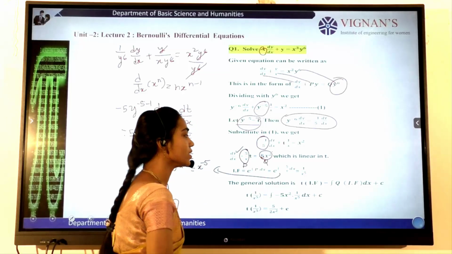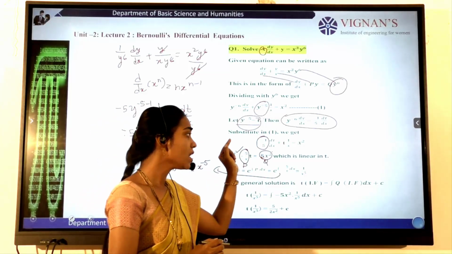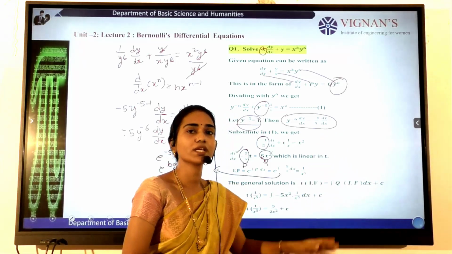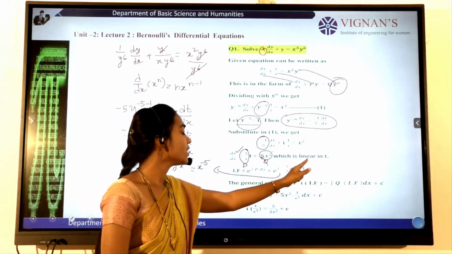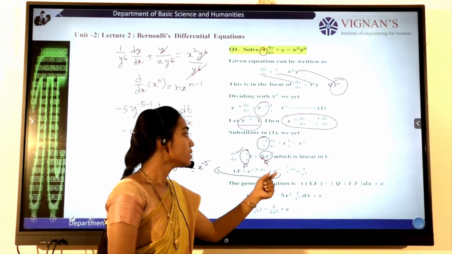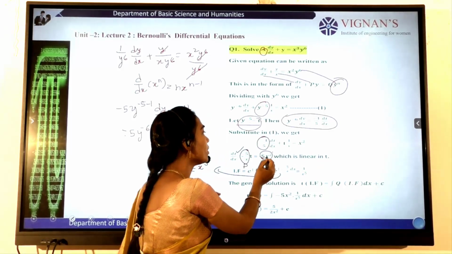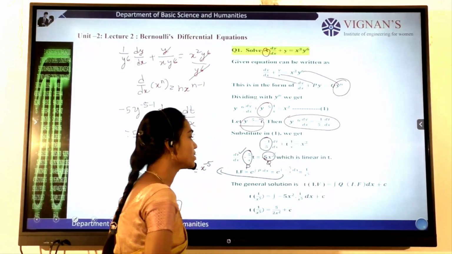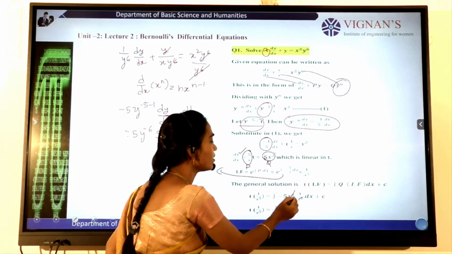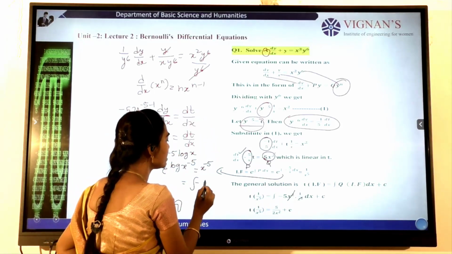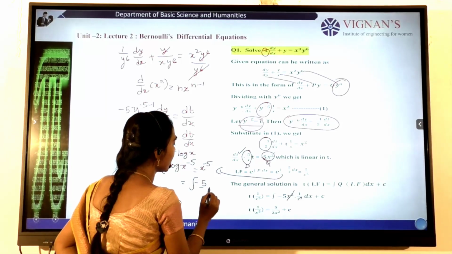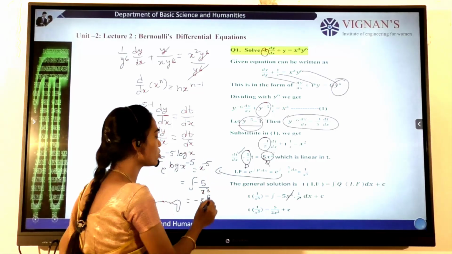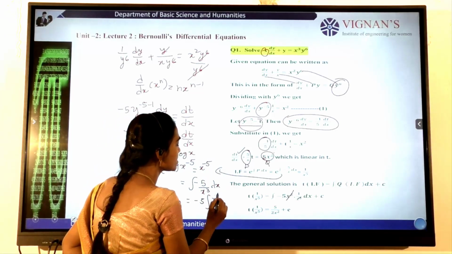Now the general solution is, because it is a linear differential equation in t, the general solution becomes t into integrating factor is equal to integral q into integrating factor into dx plus c. So t into our integrating factor 1 by x power 5 is equal to integral q. What is our q? It is minus 5x square into integrating factor 1 by x power 5 dx plus c. When x square and x power 5 cancel, we have here minus 5 1 by x cube. So minus 5 take outside, x power minus 3. When it goes to the numerator, it becomes x power minus 3 dx.